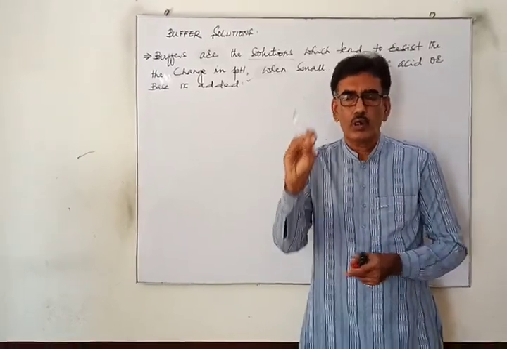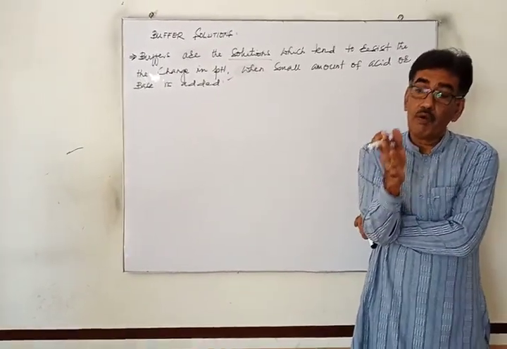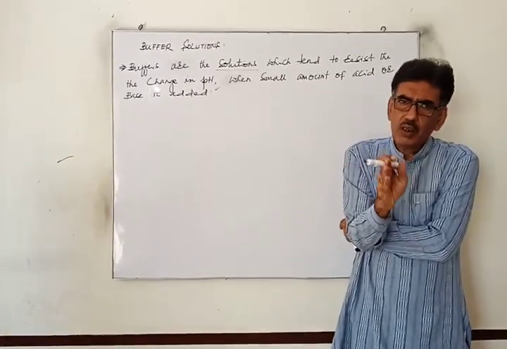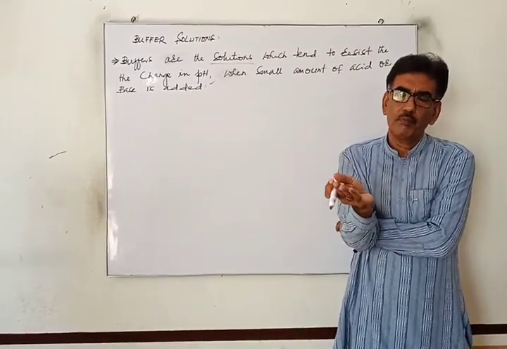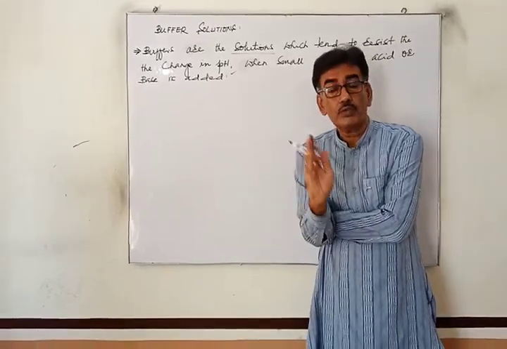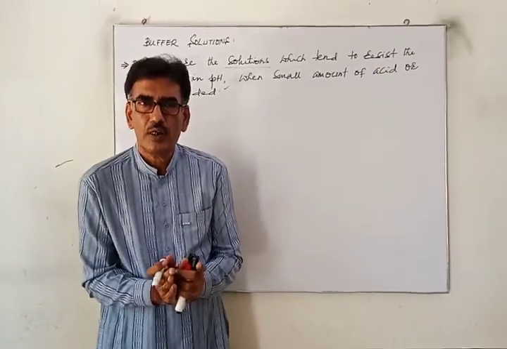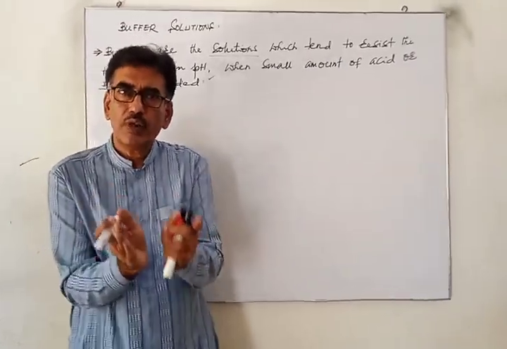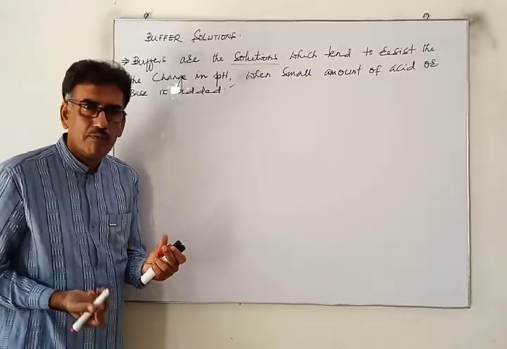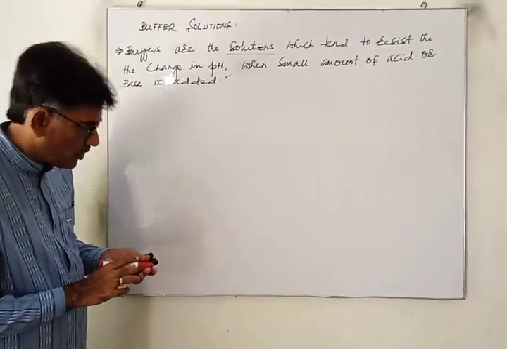So buffer has the ability, when we put a small amount of acid or base, to maintain the pH. We may have a slight change in character, but you can't find a big change in terms of pH level. So the pH level will remain within a narrow margin. So how are they produced? Now I have a very important expression for that, means how buffers are to be produced.